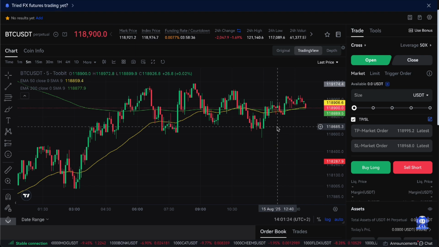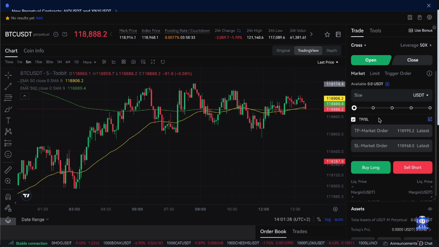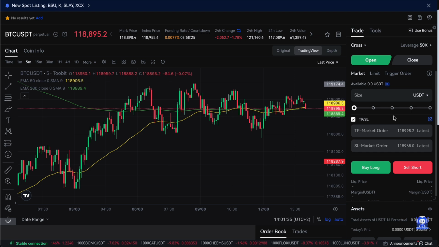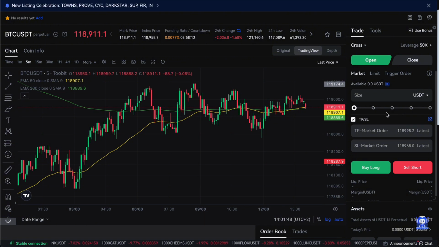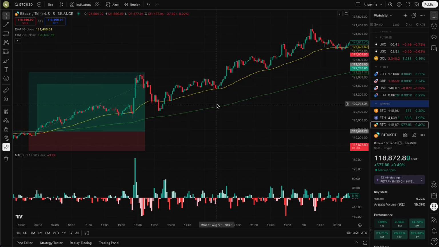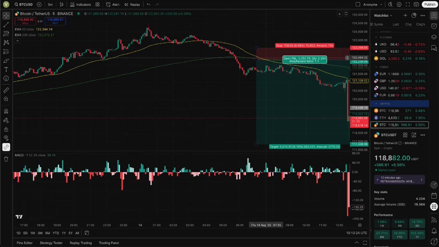Using leverage can magnify profits, but it also magnifies risk. Only use money you can afford to lose, because a single mistake can wipe out a significant portion of your account very quickly. Consistent risk management, setting stop losses, calculating position sizes, and controlling your exposure is critical for long-term success. Think of it as protecting your trading capital first, so you can stay in the game long enough to see consistent results. And that's the full scalping strategy. Simple, effective, and perfect for fast trading.